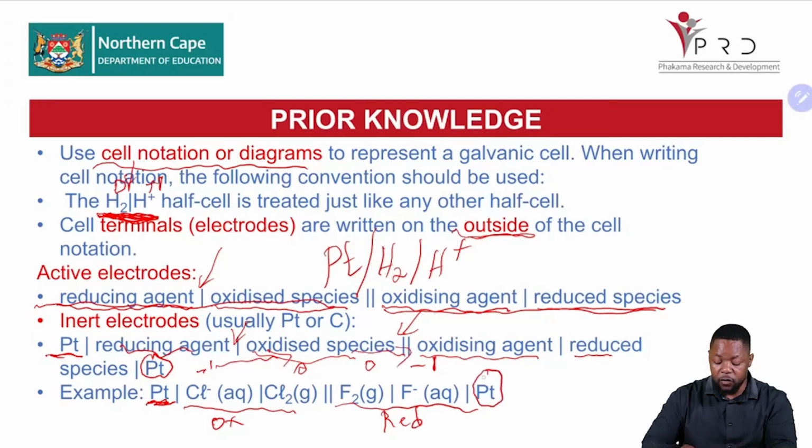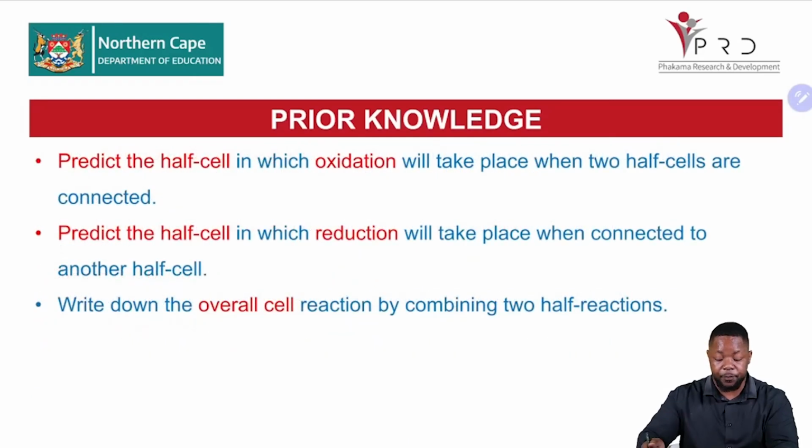The active electrode, platinum, which is used in this example, is applicable only when the substances in question are not metals. Chlorine itself is not a metal, and fluorine itself is not a metal, hence we use platinum as the electrode. Platinum is the inert electrode in this case. It does not take part in the reaction. It is only the metal which conducts electricity and allows electrons to flow.